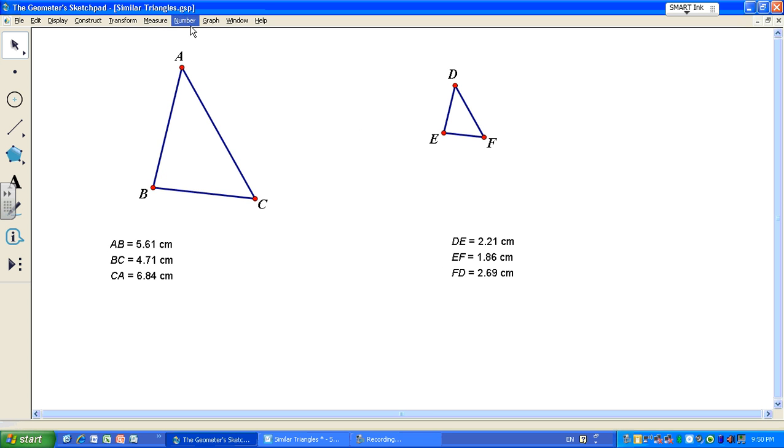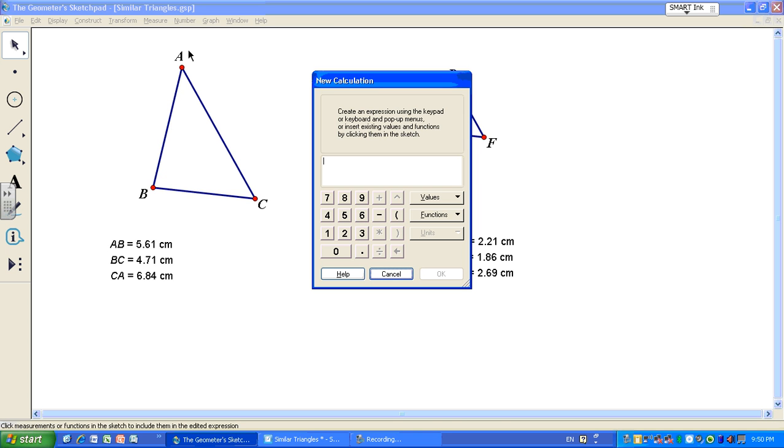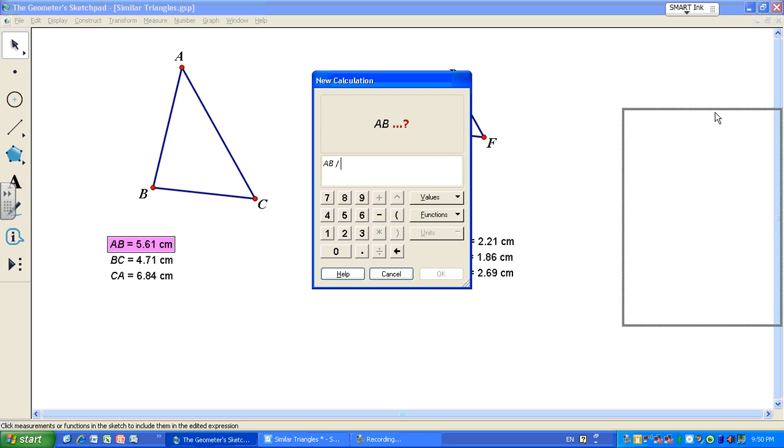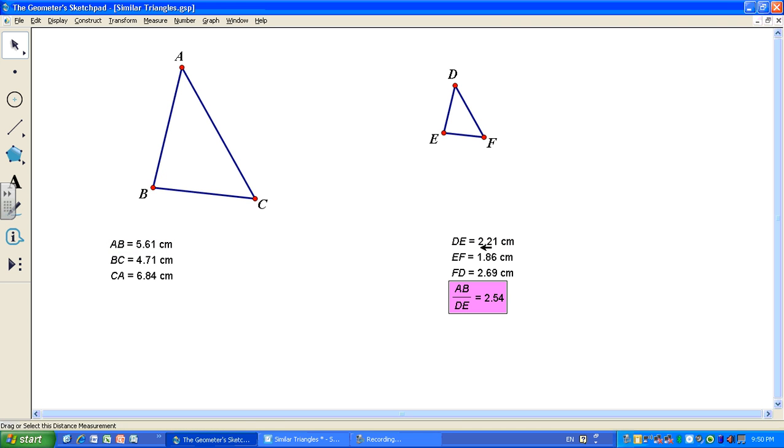Now we're gonna calculate together something very interesting. We're gonna calculate together the ratio of AB divided by the corresponding side in triangle DEF, DE. Let's see what we get. Enter. We got 254. Excellent. Now this is side AB divided by the corresponding side DE.